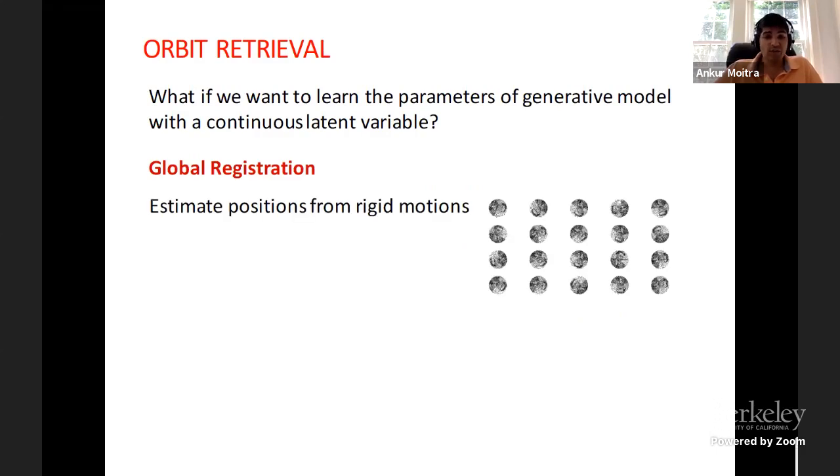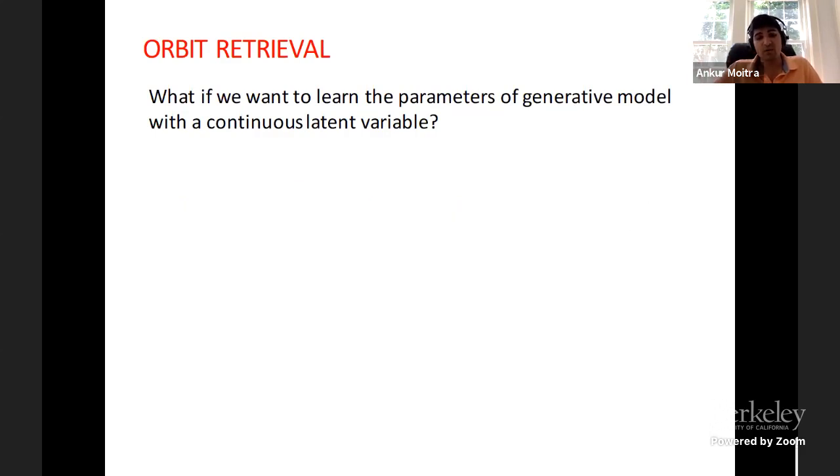There's something called global registration, where you get noisy pictures of a two-dimensional image, but now what you don't know is the rotation within SO2. These are noisy pictures of Alan Turing, and we don't know what the group element of SO2 is that describes how we've rotated the picture of Alan Turing.